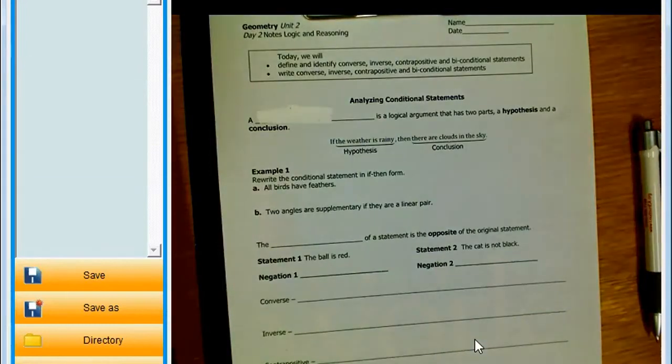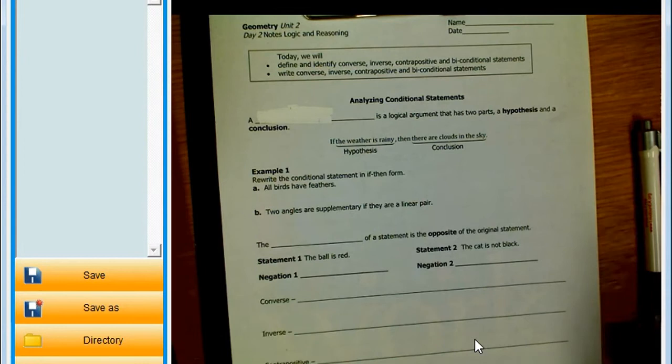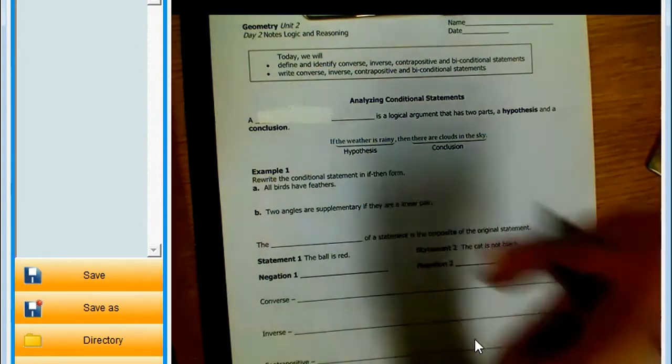Day 2, Logic and Reasoning. Today we will define and identify converse, inverse, contrapositive, and biconditional statements, and we will practice writing examples of each kind.